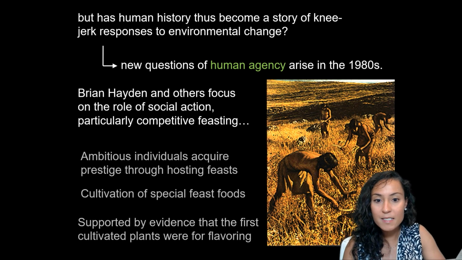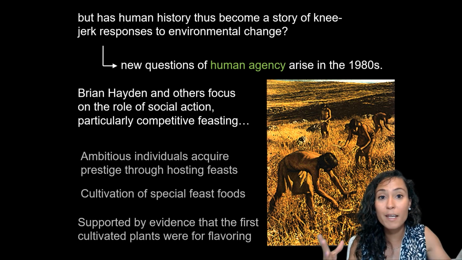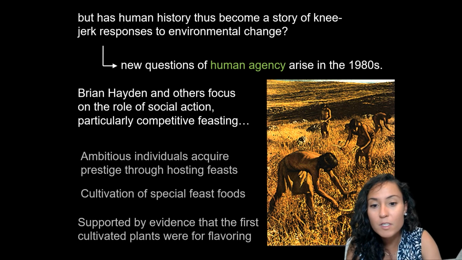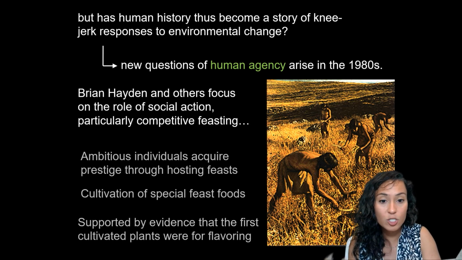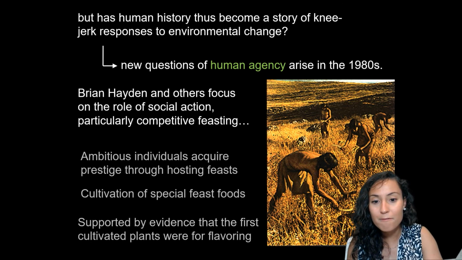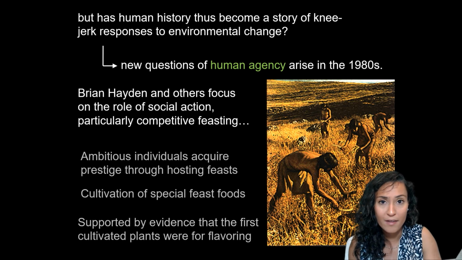According to Hayden, basically you have ambitious individuals who acquire prestige and social standing by throwing feasts. These feasts create obligations to the attendees that they are unable to match. Hayden then argues that many of the first cultivated plants that we see, things like chili peppers, were actually flavorings rather than staple foods. The fact that we see so many flavoring type foods being developed early on suggests that cultivation was first adopted to provide supplies of especially prized forms of food and drink, linked to gaining political and economic power through gift giving.